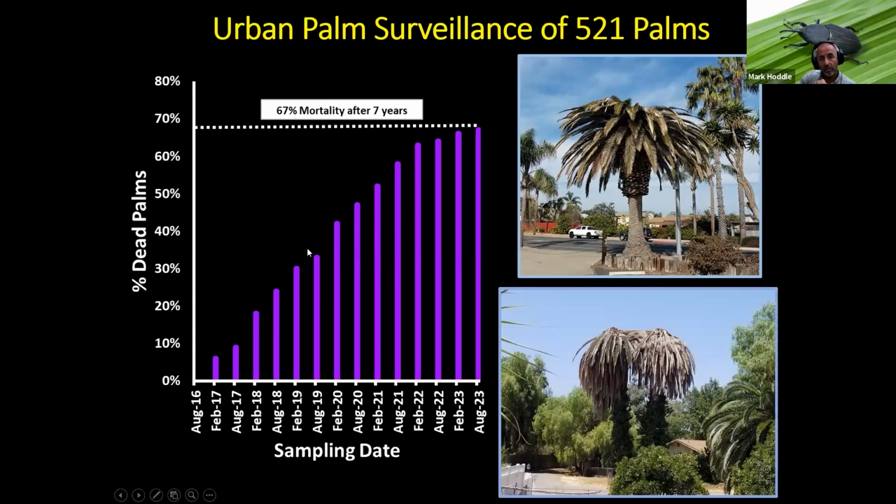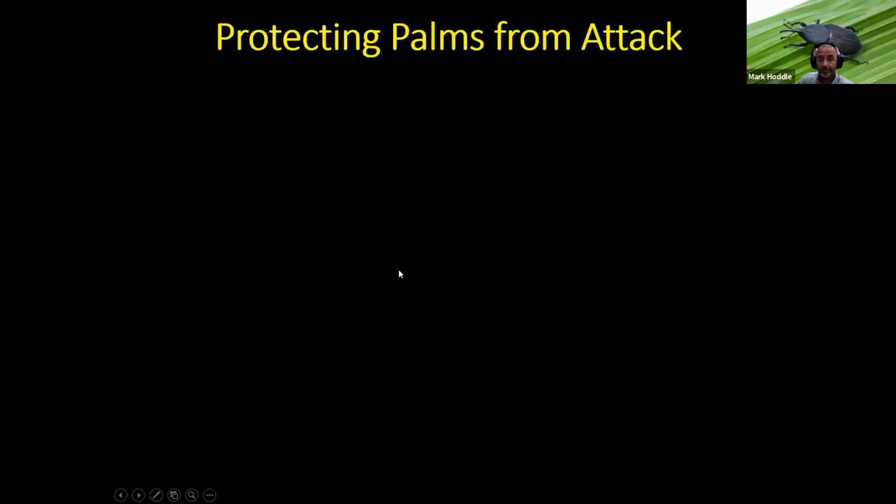But you can see that as we've gone up over the years, that rate of mortality has started to decline. It's almost like it's reaching an asymptote now. So it looks like you're not going to end up with 100% kill of these Canary Island date palms throughout these infested areas. But these data suggest to us that at least 70% of those palms are probably going to be taken out by the weevil.